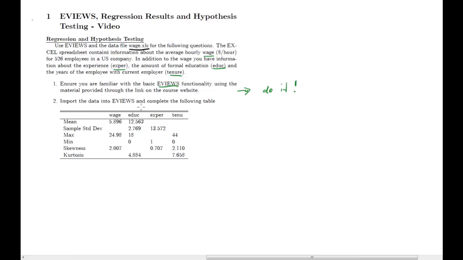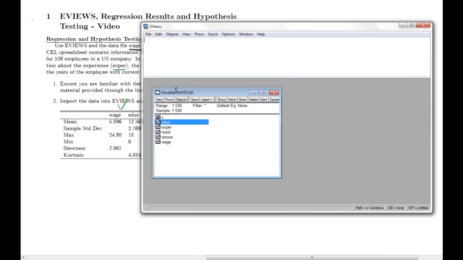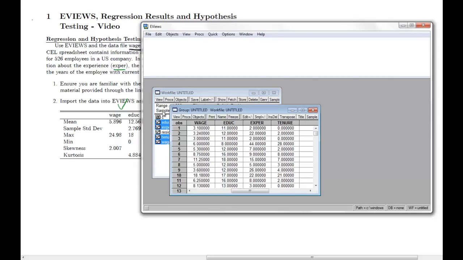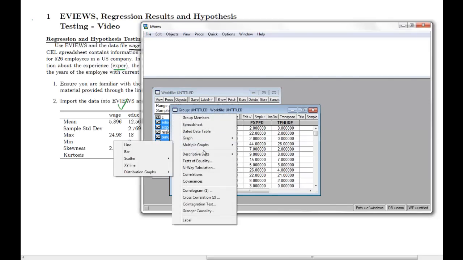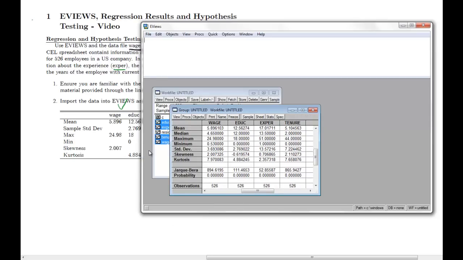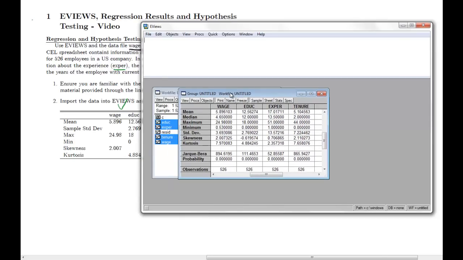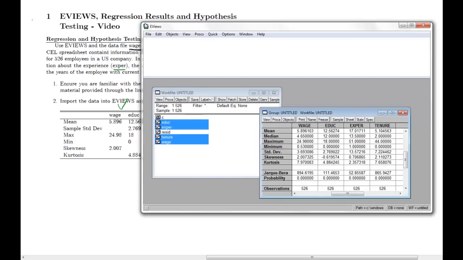We have done that, tick, and complete the following table. What we see here are all sorts of summary statistics. A few are entered, so we know we've done the right thing. In eViews, the way to get summary statistics, we highlight all our four series, we open them as a group, and then in view we go to descriptive stats, and we don't have missing samples, so we can go to common sample or individual sample. Won't make a difference.